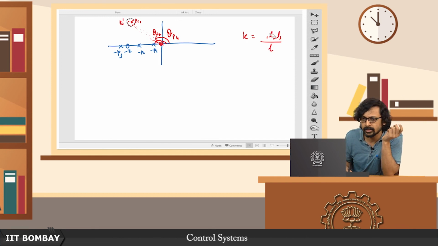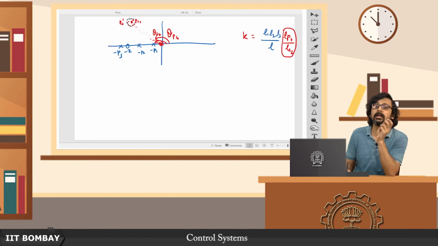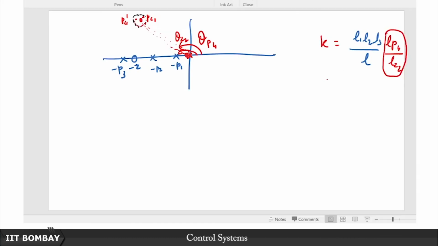So let me change the color of this. So earlier we had, let's say, L1, L2, L3 upon L. Now you have this LP4 upon LZ2. But remember that this is comparable. And because this is comparable, this k bar now is almost equal to k, which is this. So this is k.